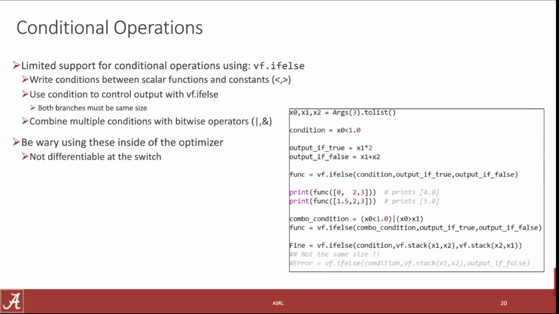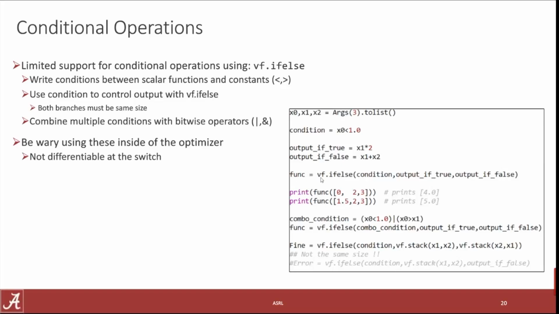So conditional operations, there is limited support for conditionals. You can indeed do a vector function if-else call if you need to do an evaluation. So say you have some condition you want to evaluate, in this case, a scalar function of x0 is less than 1.0. You then can construct what you want to be returned from this operation if the evaluation is a Boolean true, and what you want to be returned if the Boolean is false. And then you use the vector function if-else type and put in your condition that's being evaluated, the results of true and the results of false. And then you can run your operations through it.